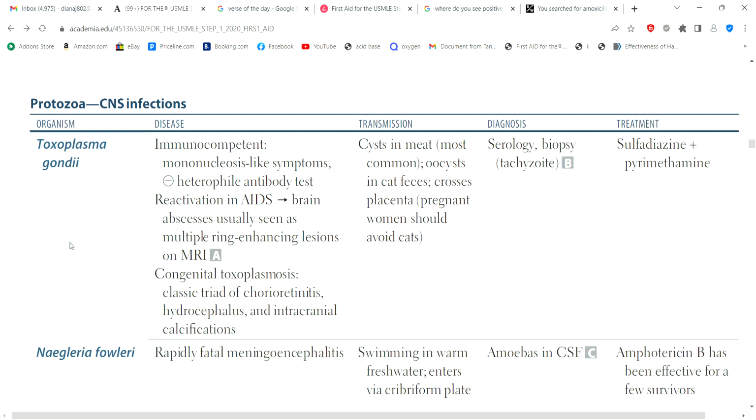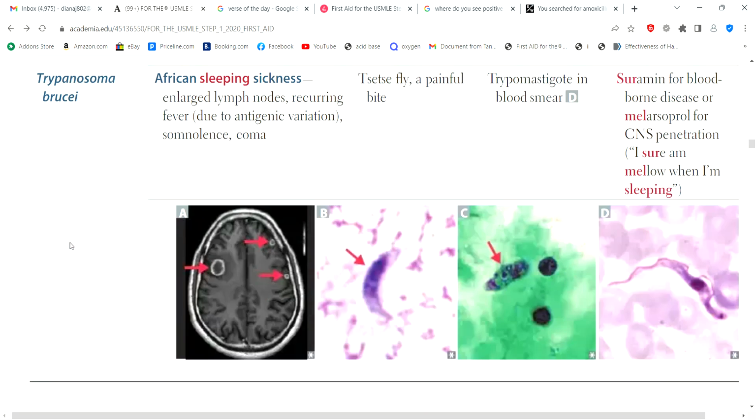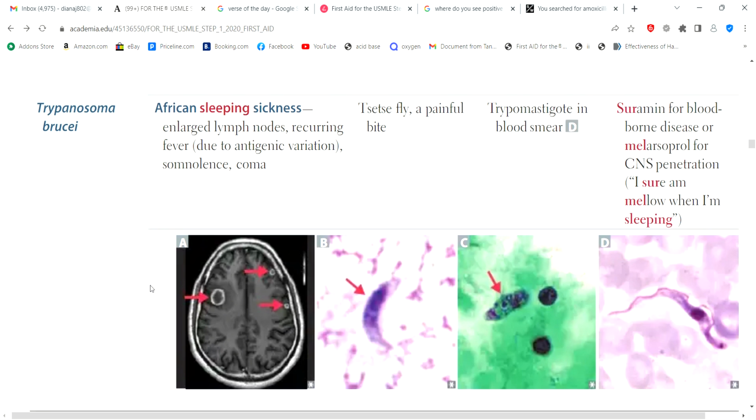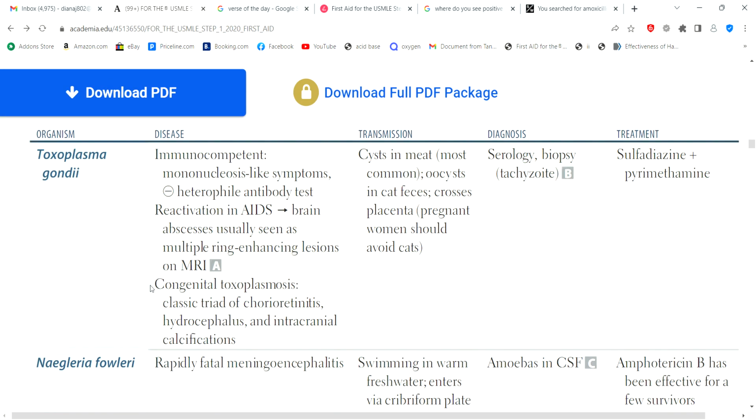Reactivation in AIDS will lead to brain abscesses, usually seen as multiple ring-enhancing lesions. Remember we talked about this? Ring-enhancing lesions right here. Those 1, 2, 3. It looks like a ring, getting bigger and bigger. Ring-enhancing lesions.